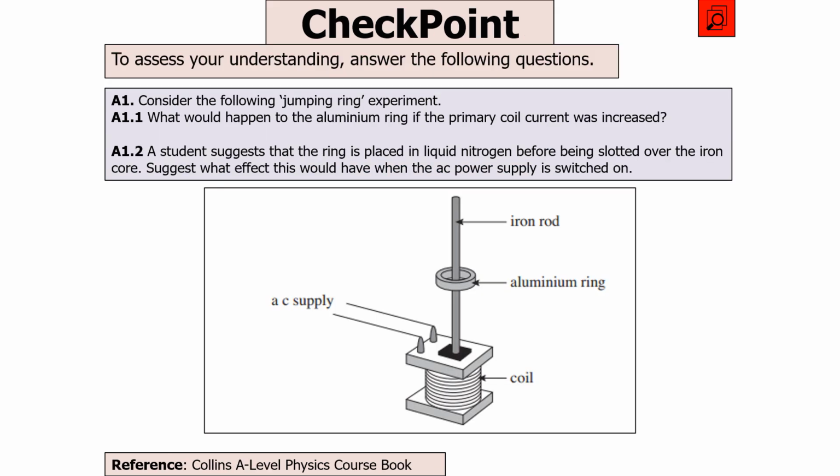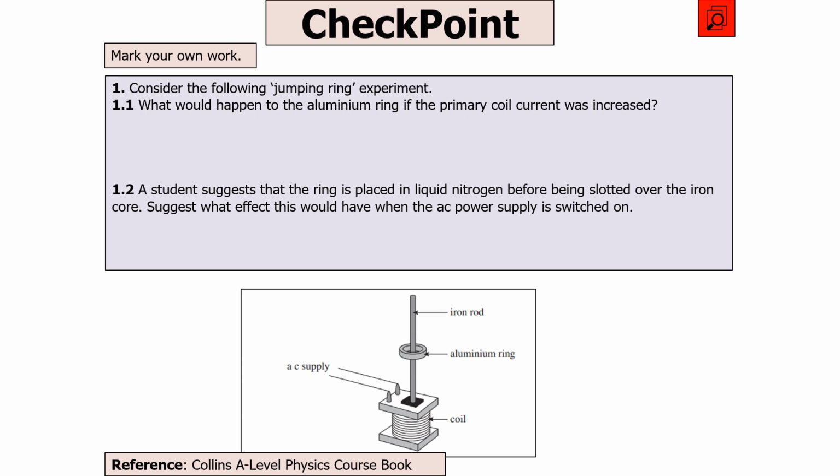The next question says, consider the following jumping ring experiment. What would happen to the aluminium ring if the primary coil current was increased? Then a student suggested that the ring is placed in liquid nitrogen before being slotted over the iron core. Suggest what effect this would have when the AC power supply is switched on. So pause the video now, then unpause the video when you want to go through your answers.